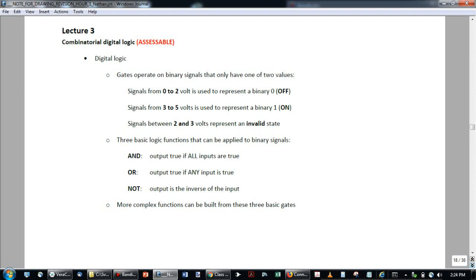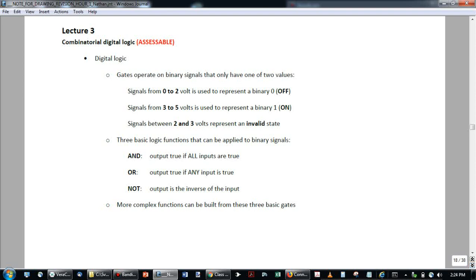There are 3 basic logic functions that can be applied to binary signals: AND, OR, and NOT. AND outputs true if all the inputs are true, OR outputs true if any input is true, and NOT output is the inverse of the input. So those are the basic rules. The way I tend to remember those: with AND, if you get a 0 anywhere, the output is 0. With OR, if you get a 1 anywhere, the output is 1. Whatever works for you, but I find that a convenient way to remember it.